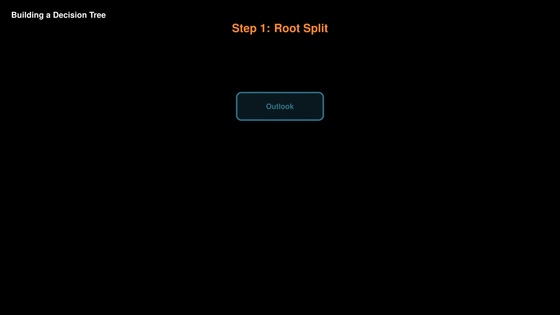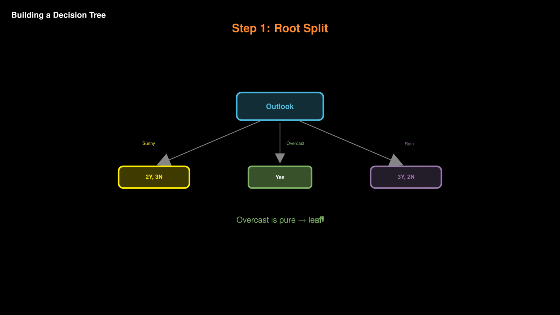Let's build the tree for our tennis dataset. We already calculated information gains for all 4 features. Outlook wins with a gain of 0.247. So Outlook becomes our root node. The data splits into 3 branches: Sunny with 5 examples, Overcast with 4, and Rain with 5.